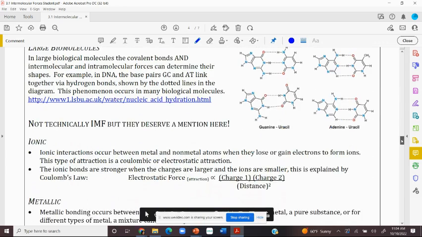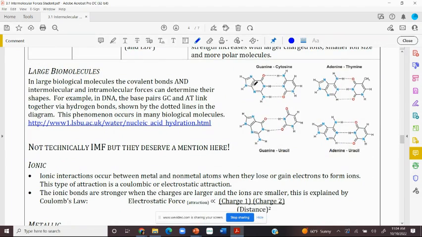All right, large biomolecules. What is this guy here? DNA. Very good. Okay. Your DNA is a classic example of hydrogen bonding. That is how the two rungs are held together of your DNA. So you have the one side and you have the other side, guanine and cytosine. Guanine and cytosine, adenine and thymine are held together by 3 hydrogen bonds.